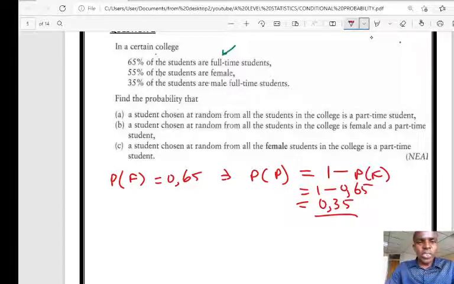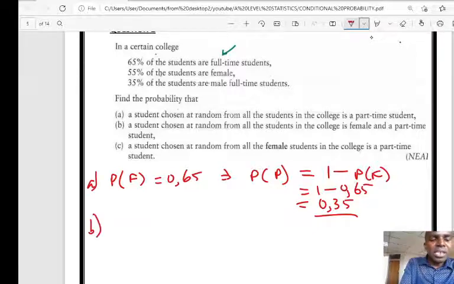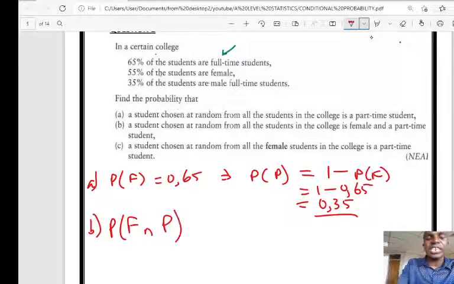A student chosen at random from all the students in the college is female and a part-time student. So is female and a part-time student. That's part A. Then part number B. Probably that is female intersection part-time student.